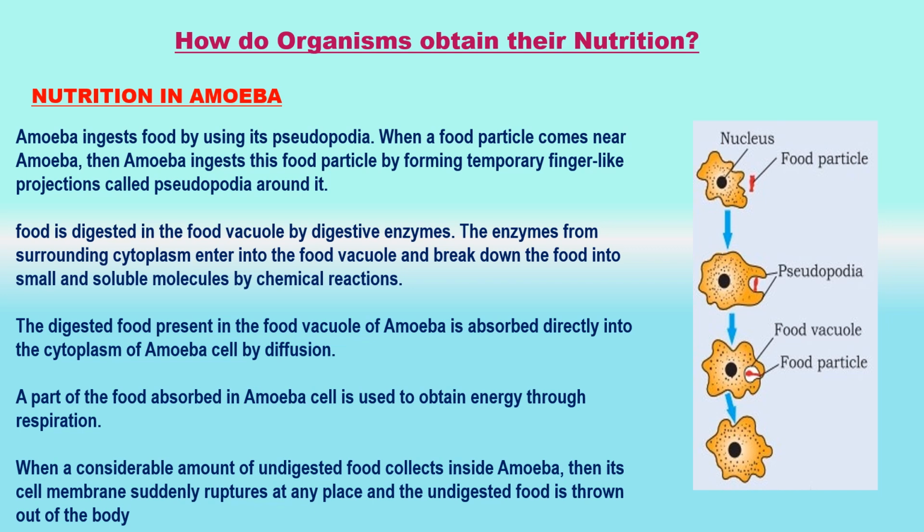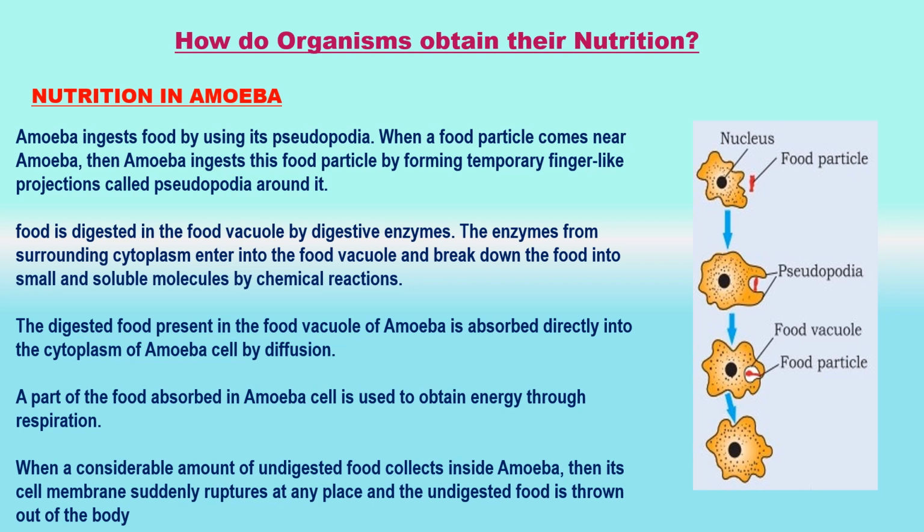The digested food present in the food vacuole of amoeba is absorbed directly into the cytoplasm of amoeba cell by diffusion. Since amoeba consists of only one small cell, it does not require blood system to carry the digested food. The digested food just spreads out from the food vacuole into the whole of amoeba cell. After absorption of food, the food vacuole disappears.